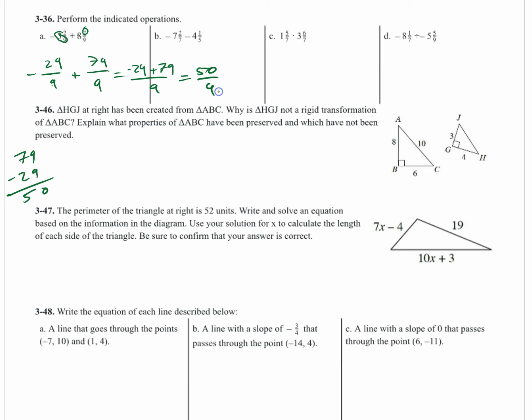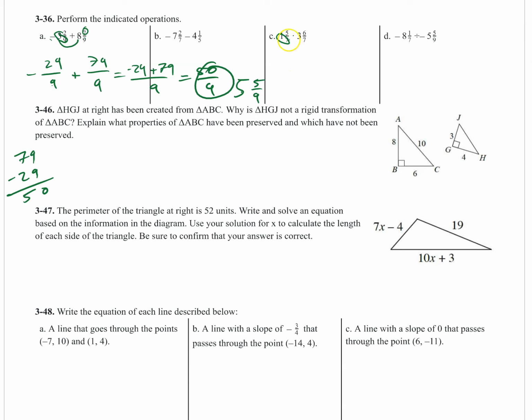50 over 9. Now if you like these mixed fractions, let's see. This is going to be 5 and 5/9. Okay, maybe that would have been easier, right? -3 and 8 makes 5, and then -2/9 and 7/9 makes 5/9. Either way.